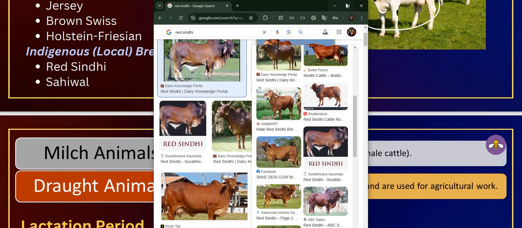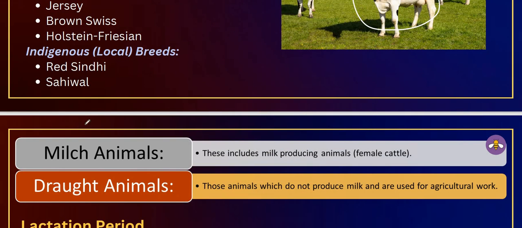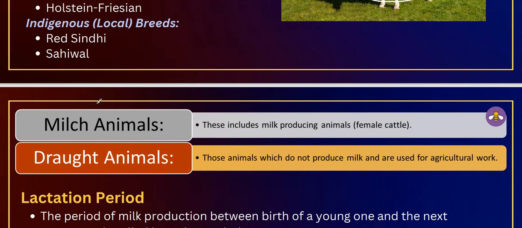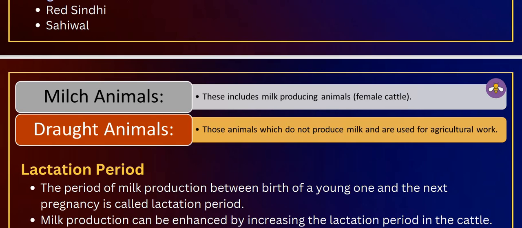Okay, so it is all about milk animals. Milk animals are animals that give milk. Draught animals are animals that do not give milk, and they are used for agricultural work. They don't give milk, they are just used for agricultural work. Let's see some examples of draught animals, like bulls, oxen, and all.